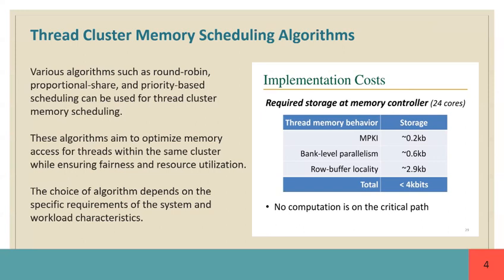Various algorithms such as round robin, proportional sort, and priority-based scheduling can be used for thread clusters. These algorithms aim to optimize memory access for threads within the same cluster while ensuring fairness and resource utilization. The choice of algorithm depends on the specific requirements of the system and workload characteristics. The implementation cost is nothing but the required storage at the memory controllers, and there is no computation at all on the critical path.